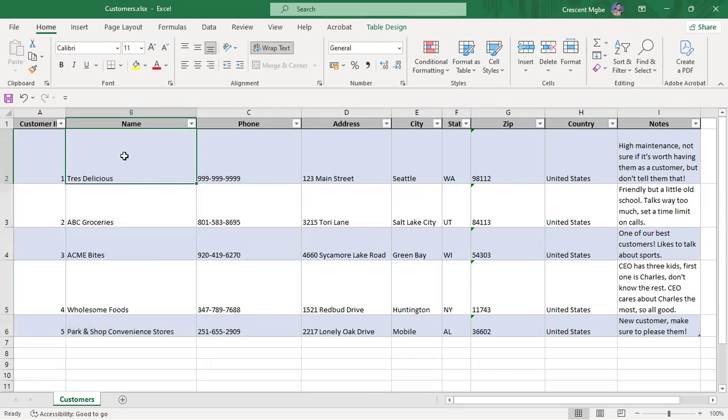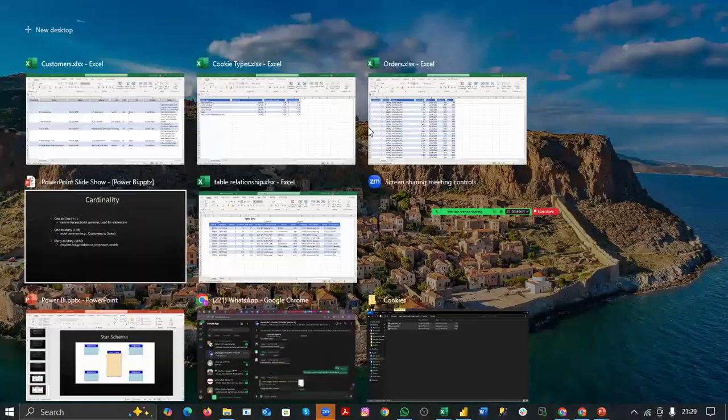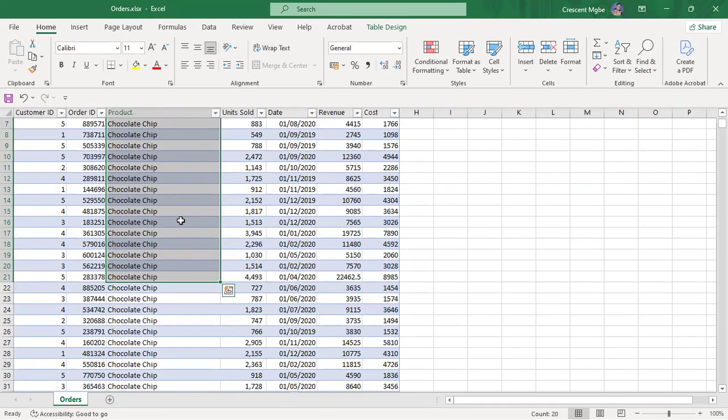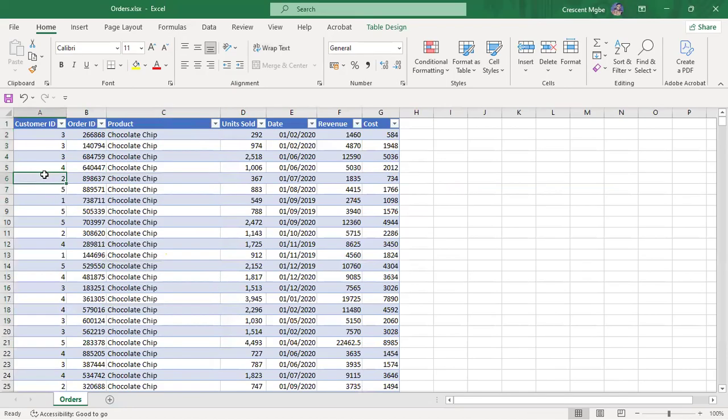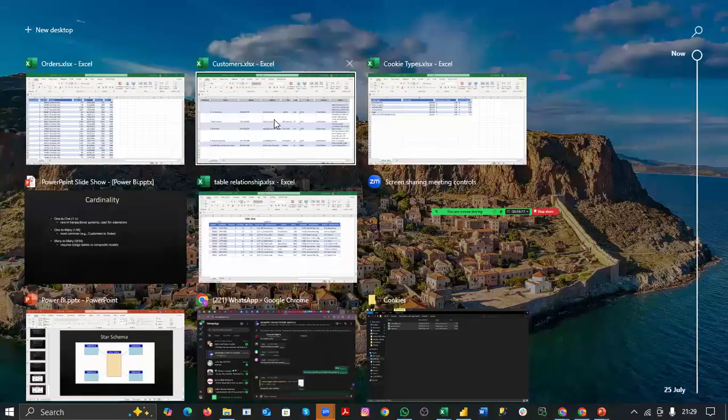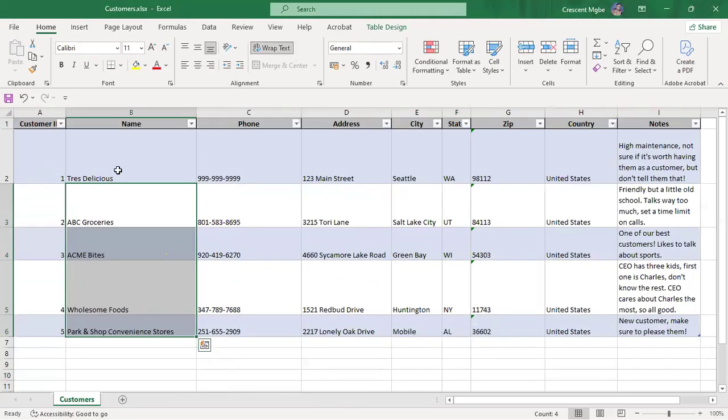So let's check out the type of relationship that this customer table has with the other table. We can see Fresh Delicious only appeared once here. So let's see if they appeared many times here to confirm that it is one to many. Now, how do we know? We can't even see the name of the customer here. So what do we do? We check for the ID of this customer. The ID is 1, right?